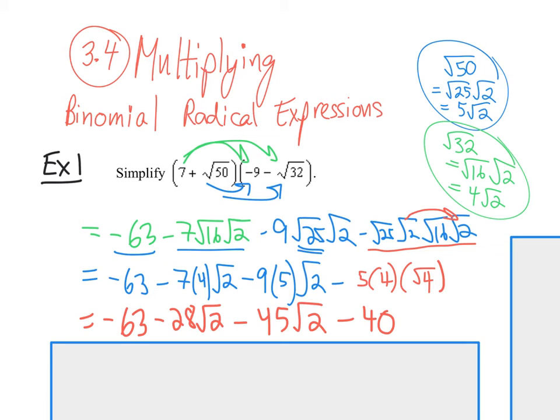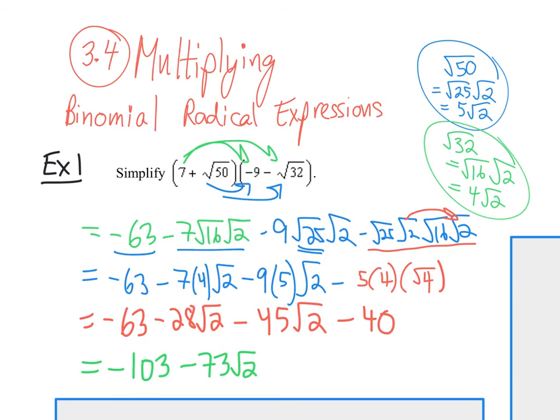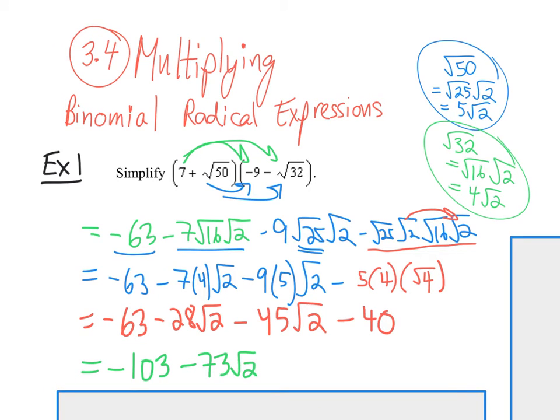And now we could collect like terms, which leaves us with negative 63. Negative 63 minus 40 is negative 103. And then since both these middle terms are mixed radicals with a radical 2, we could add the coefficients. So negative 28 minus 45 leads us to negative 73 radical 2.